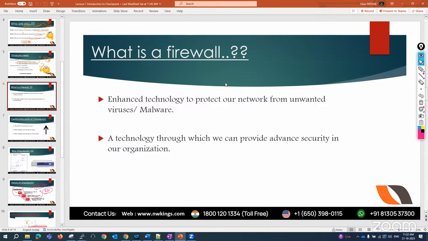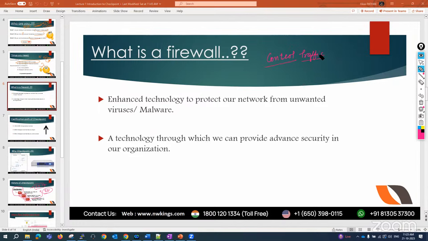Anyone? Firewall just can control the traffic. Okay, we can allow the legitimate traffic on the firewall from the outside to inside my servers or inside to outside. That kind of granular level control we can do on the firewall. You mean to say this control allowed traffic?